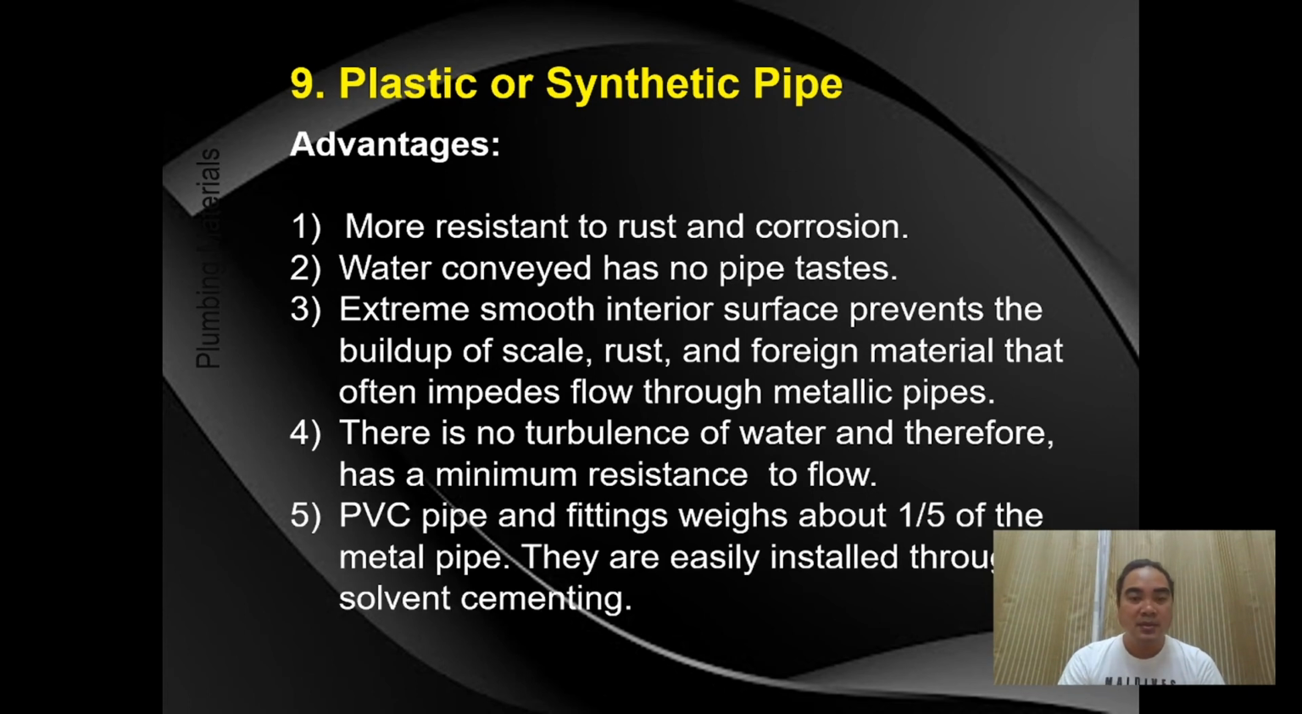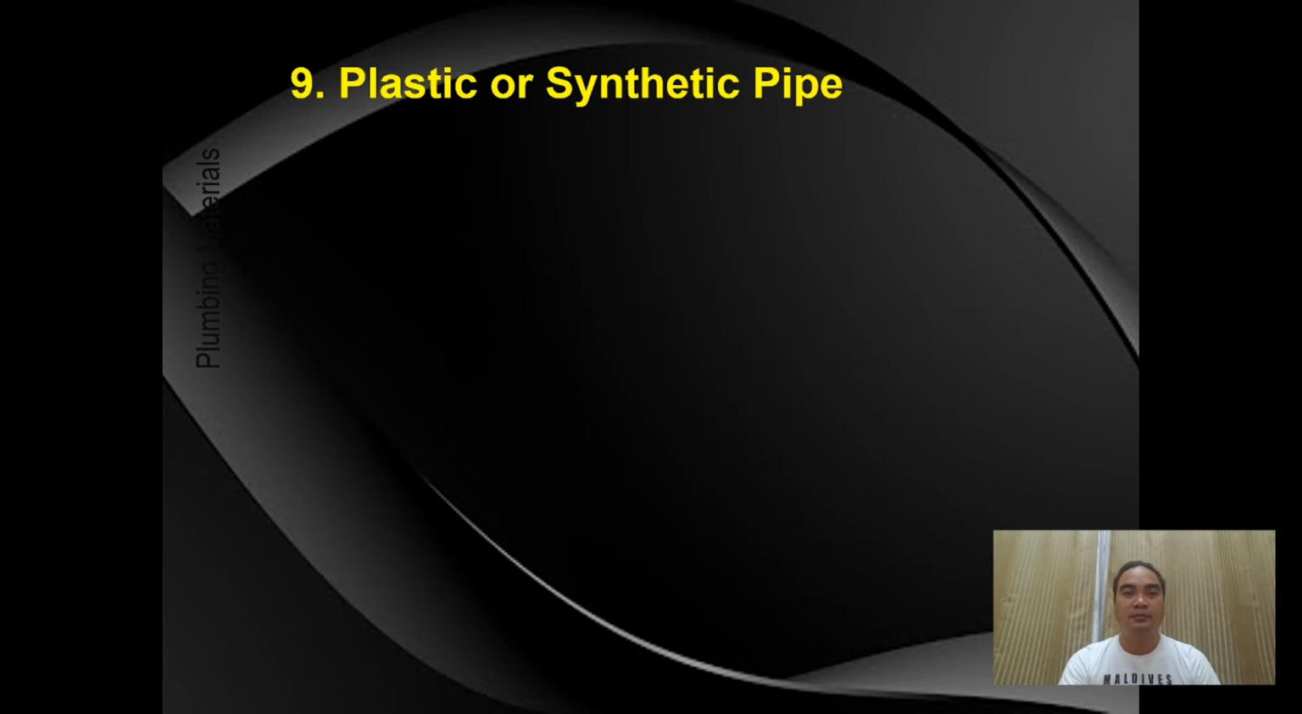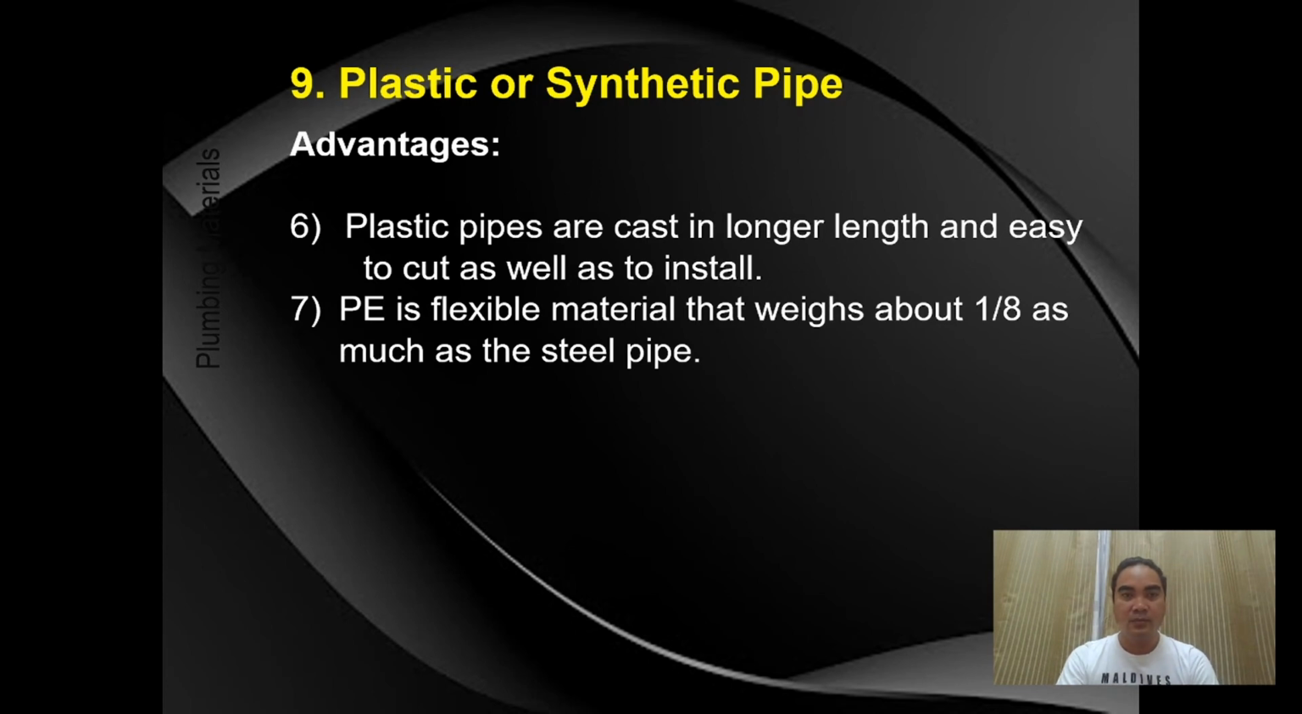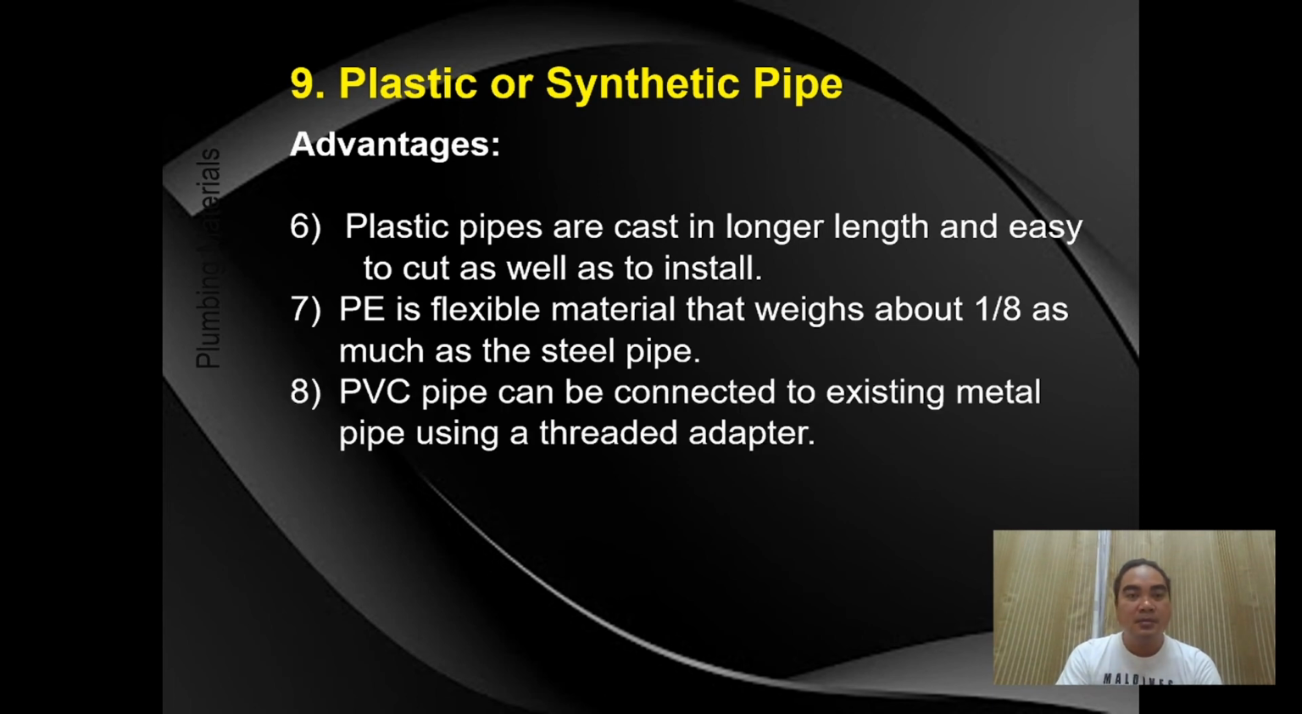Five, PVC pipes and fittings weigh only 1/5 of the metal pipe. They are easily installed through solvent cementing. Six, plastic pipes are cast in longer lengths and easy to cut as well as to install. Number 7, PE is a flexible material that weighs around 1/8 as much as the steel pipes. PVC pipes can be connected to metal pipes using a threaded adapter.